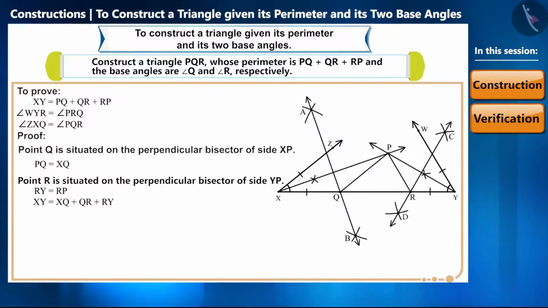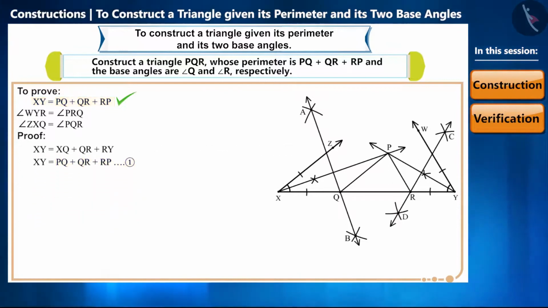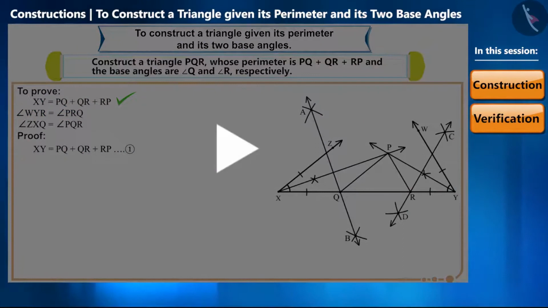In this equation, substituting PQ in place of XQ and RP in place of RY, we will get XY is equal to PQ plus QR plus RP. Let's call it equation 1. Here, we have proved the first part. Let's move to the second part. You can pause the video and think how we will prove it.